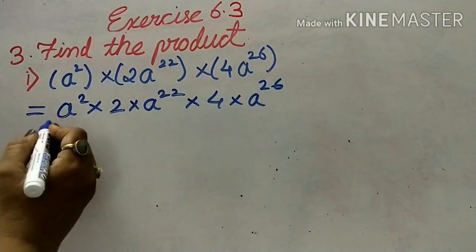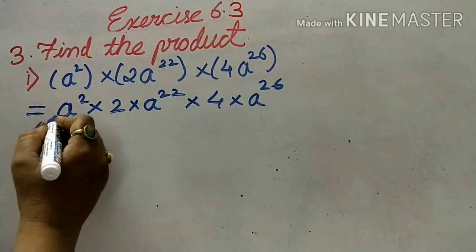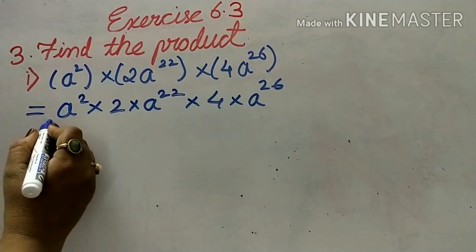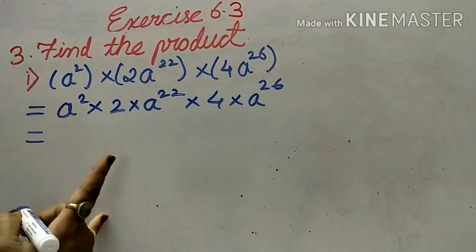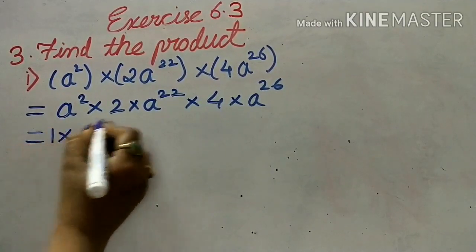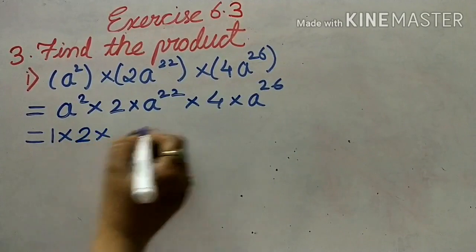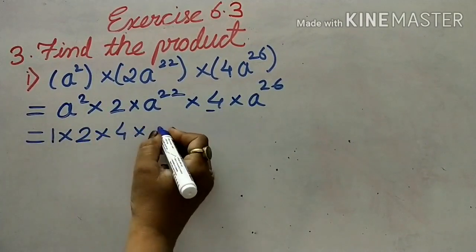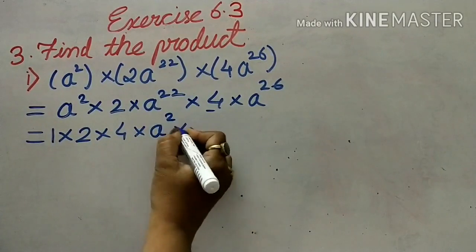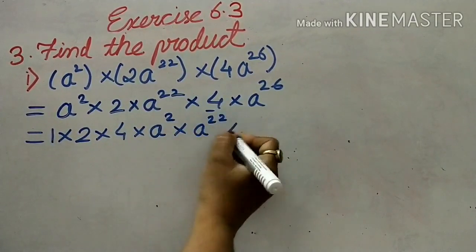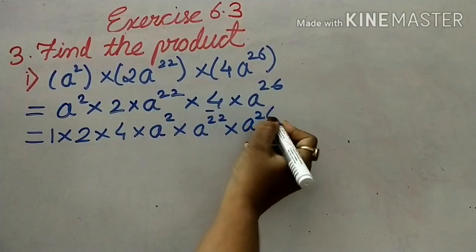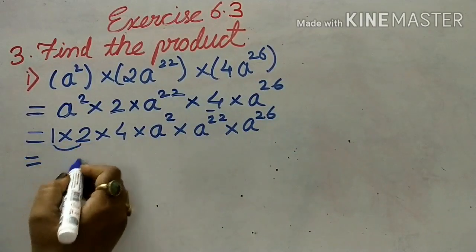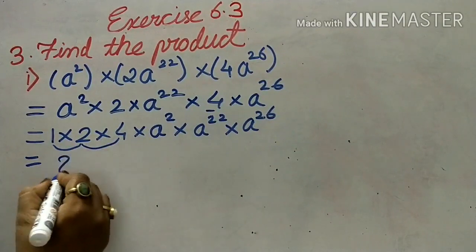Now what we have to do? We have to multiply numerical coefficient to numerical coefficient. I will write here. Here no numerical coefficient means always we have to consider it as 1. 1 into this 2 into now this 4, into now we will write all variables: a raised to 2 into a raised to 22 into a raised to 26 is equal to. Now multiply. 1 2s are 2, 2 4s are 8.